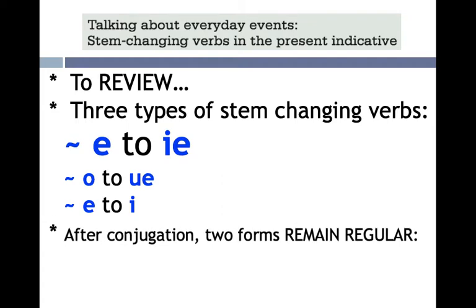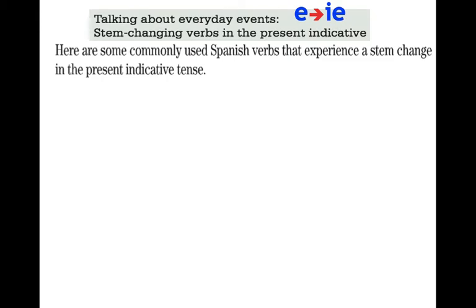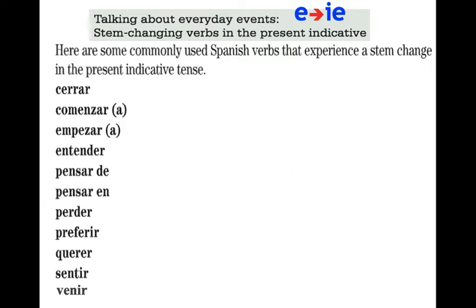Also remember in this review that after conjugation, two forms remain regular conjugations. Do you remember which two forms those are? The nosotros and the vosotros forms. So these are the E to IE verbs that we're going to be working with. The first thing we need to do is put a little memory in order here and remember some of these verb infinitives for verbs that change E to IE. Now you just have to memorize that this is a stem changing verb. And these are common ones.